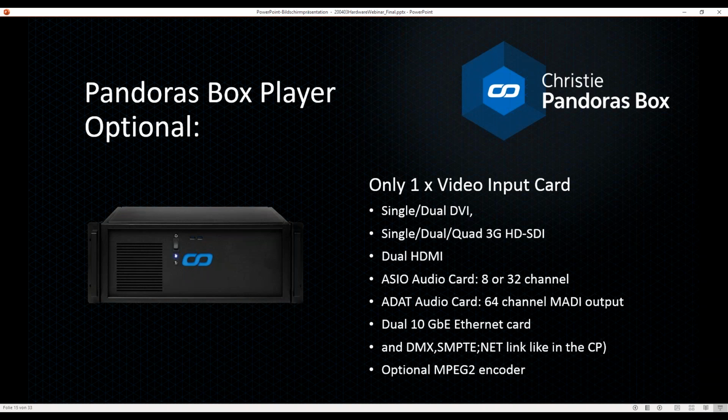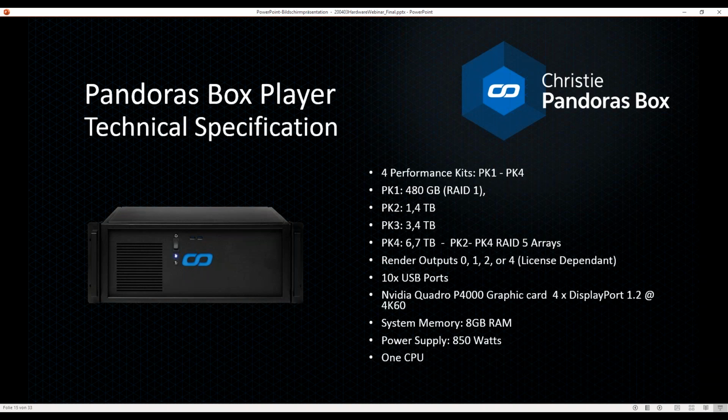If you want to extend the bandwidth of your network, you can put a 10 GB Ethernet card into a card which has 2 ports, 2 10 GB Ethernet cards for your network. The same as in the compact player, you can use the DMX link, SMT, and the NetLink. As well, you can optionally upgrade with the MPEG-2 encoder.